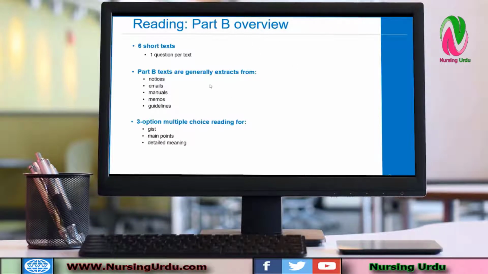And I get asked sometimes what a memo is. It's actually short for memorandum. So it would be just a short message that's sent out saying memo, which means a reminder about something. Okay, so those are the kind of texts that you will find in this section, and this is the kind of reading that you're going to be doing.